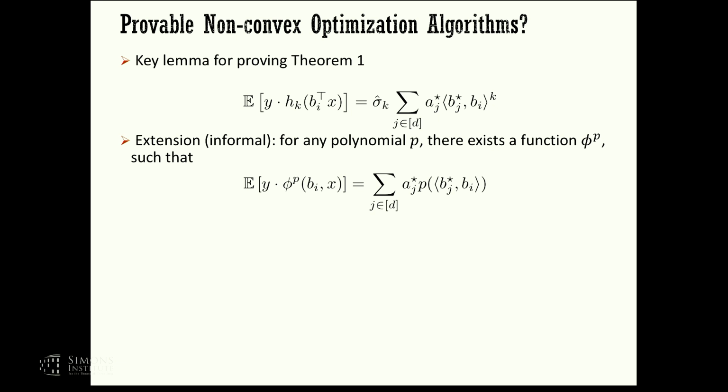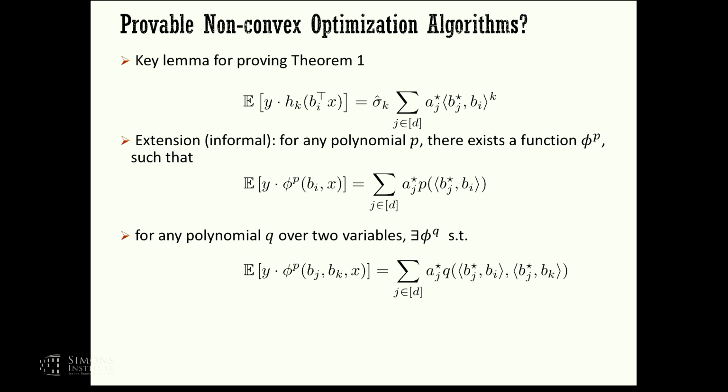So in some sense, what I'm saying is that if you have something like this in mind, if you want to optimize this, then you can estimate at least this objective function. This function depends on b star, so you have to estimate it from the data, and you can estimate it using the samples. You can also make this more complicated, saying you have 2 variables here, with a polynomial of the inner product between bj star and bi and bj star and bk, and you can still estimate it from the samples.